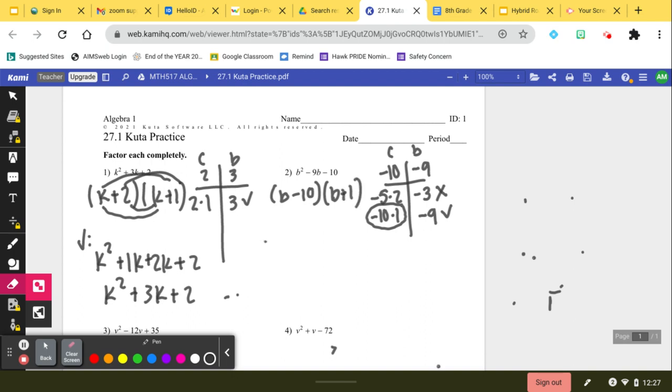And again, checking my work, first we get b squared. Outer, we get 1b. Inner, we get negative 10b. And last, we get negative 10. b minus 10b would be negative 9b. So we get b squared minus 9b minus 10.